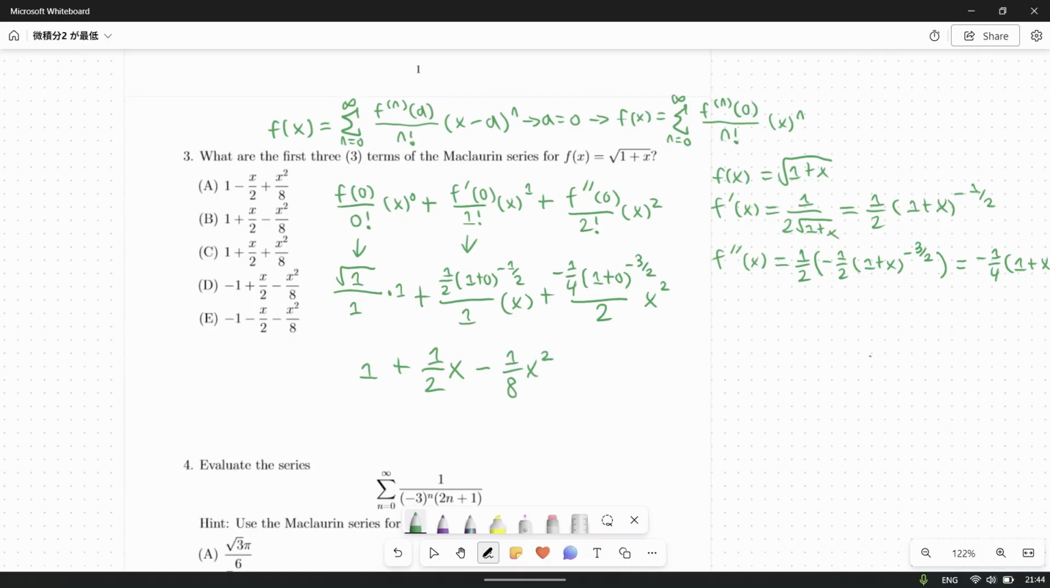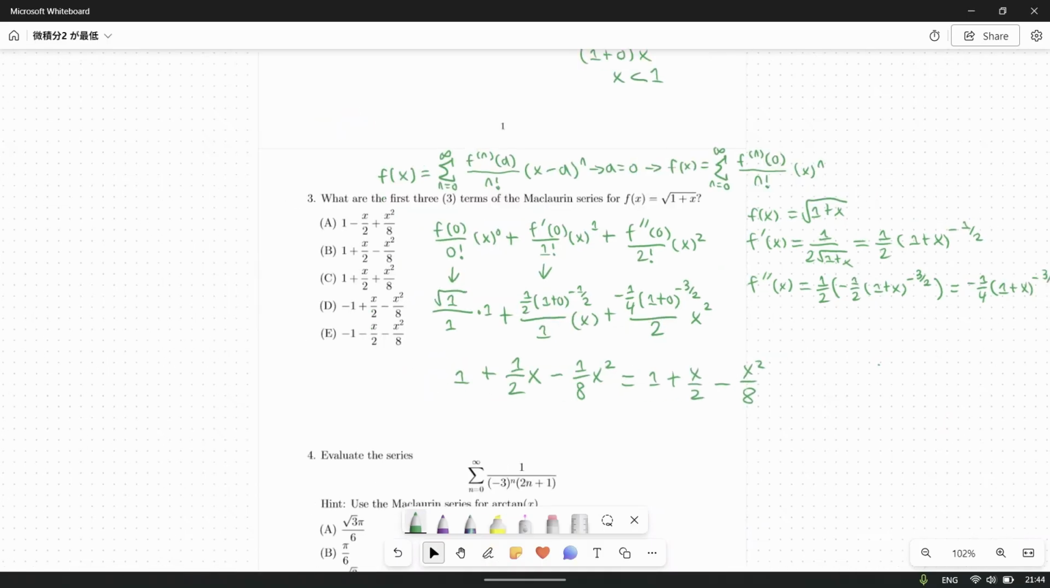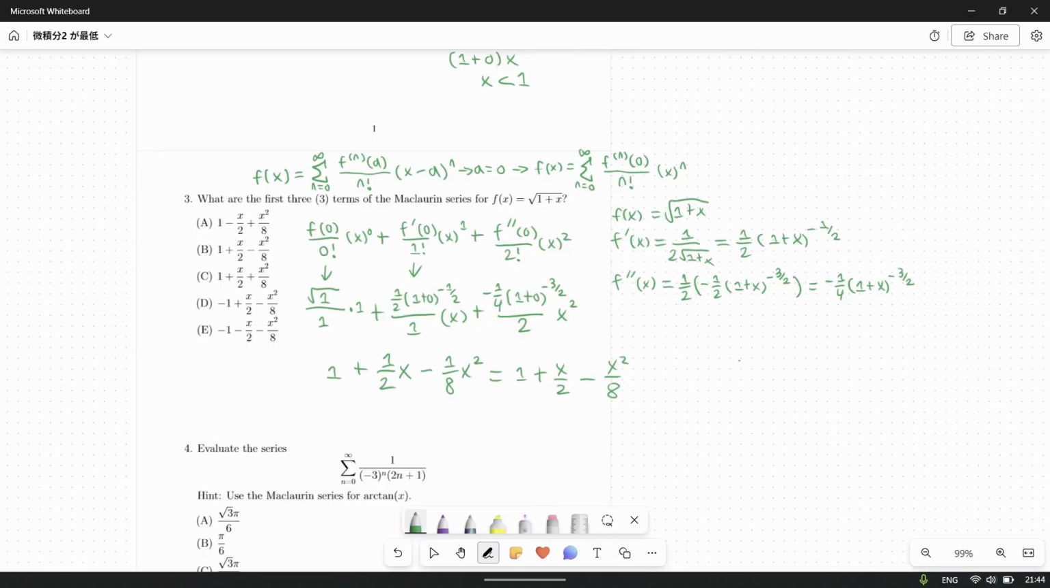And then matching that up with our answer choices, we can rewrite this as 1 plus x over 2 minus x squared over 8. And so matching that up with our answer choices, that matches up the closest with answer choice B. So the answer to this question is going to be B.